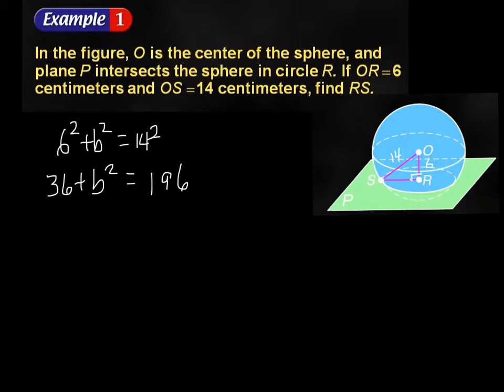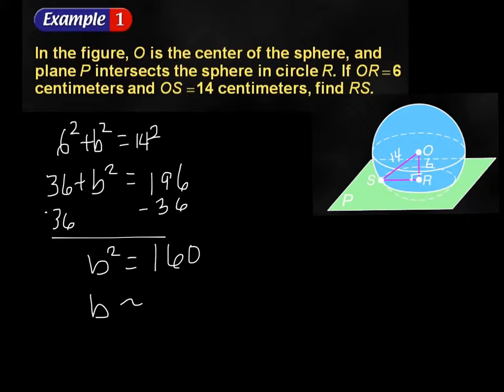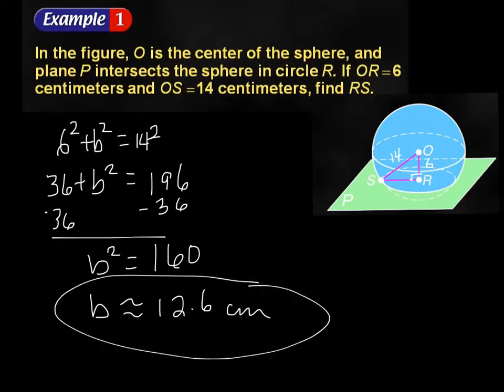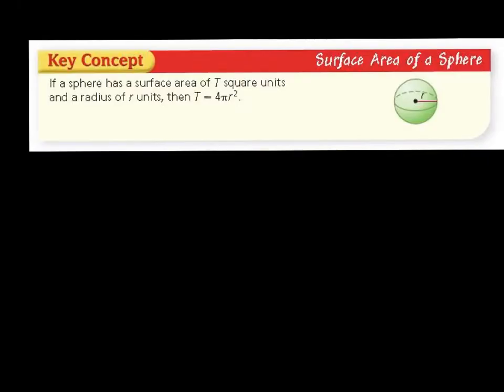6 squared plus b squared equals 14 squared, so 36 plus b squared is 196. Subtract 36 from both sides of the equation, and I have b squared equals 160. If we take the square root of both sides, b is going to be about 12.6 if we round to the nearest hundredth. Once again, our friend the Pythagorean theorem comes to the rescue.